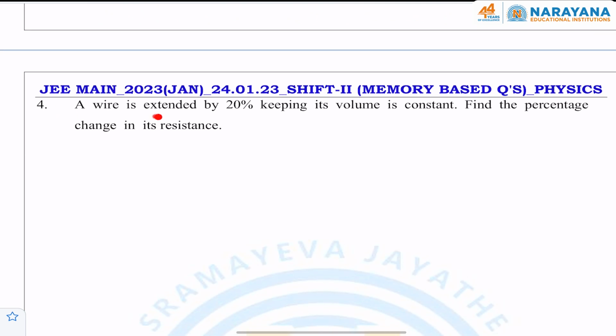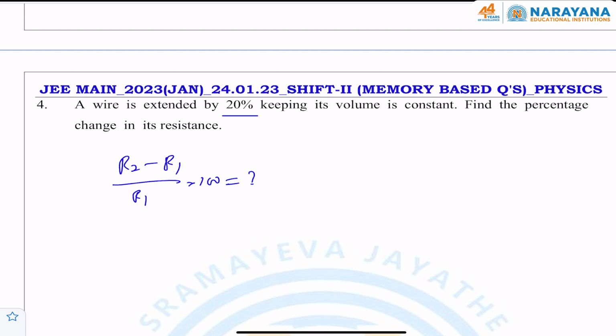Fourth question. A wire is extended by 20%, keeping its volume constant. Find the percentage change in its resistance. As 20% is a very large value, we have to follow the direct method instead of using the differentiation method. If the percentage given is less than 5%, we can use the differentiation method, but here it is given as 20. Means we need to find R2 minus R1 by R1 into 100. This is the percentage change in the resistance.